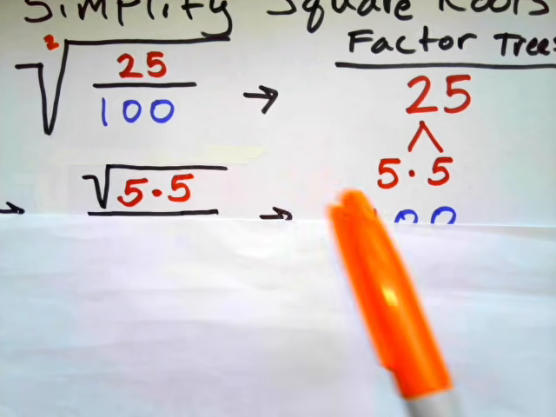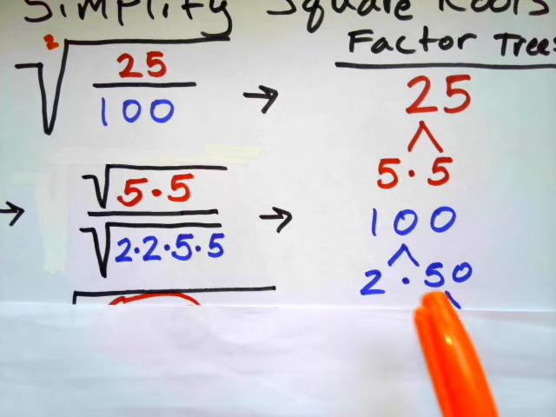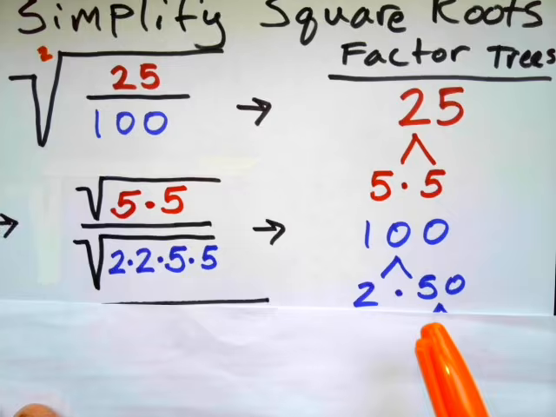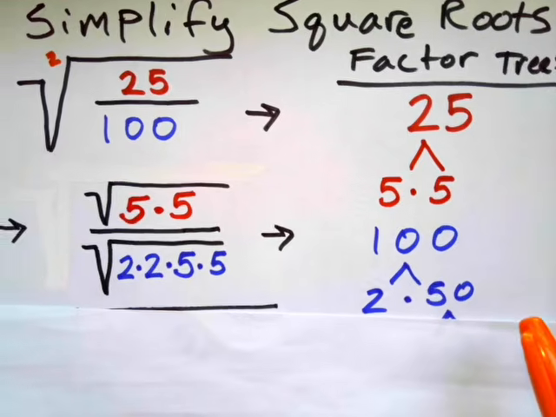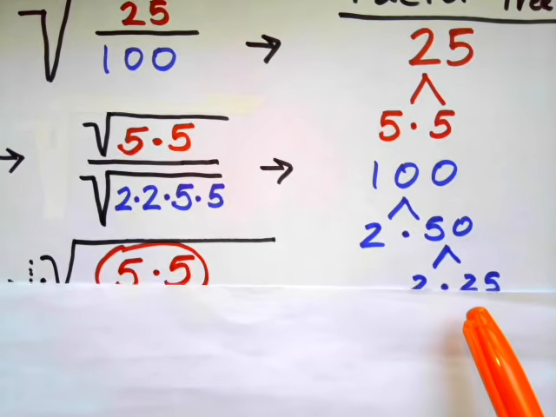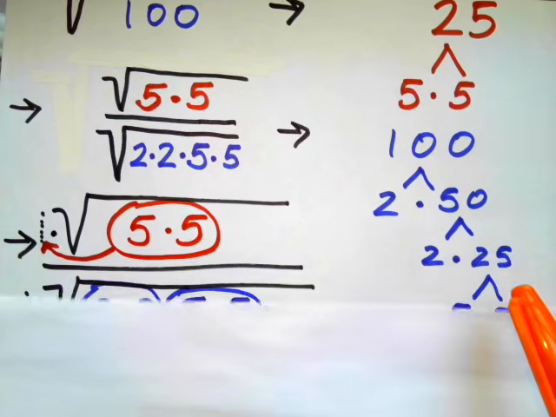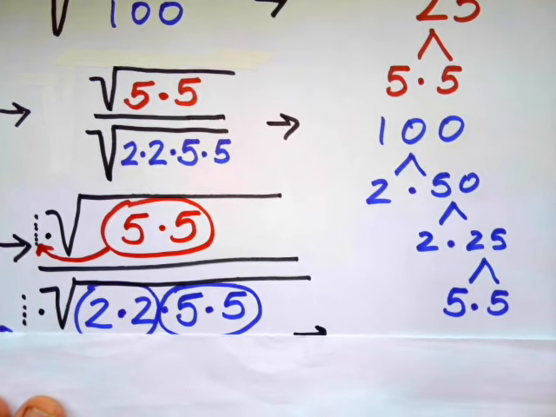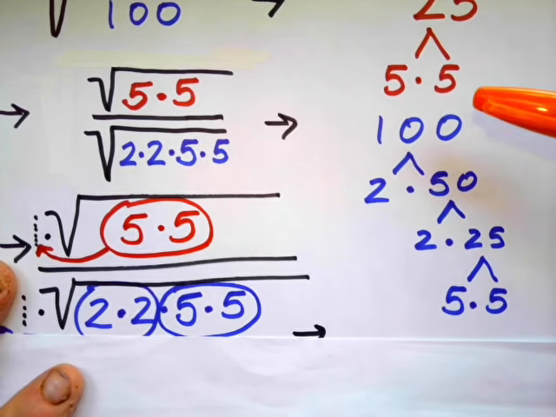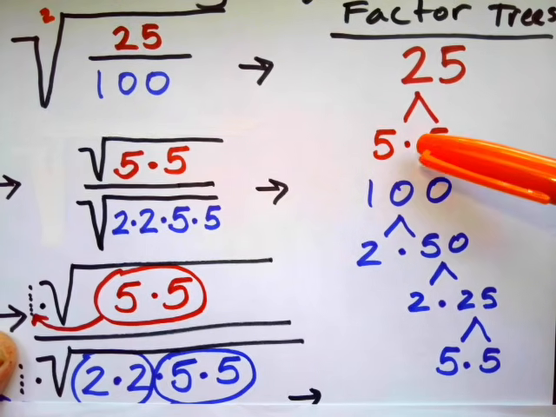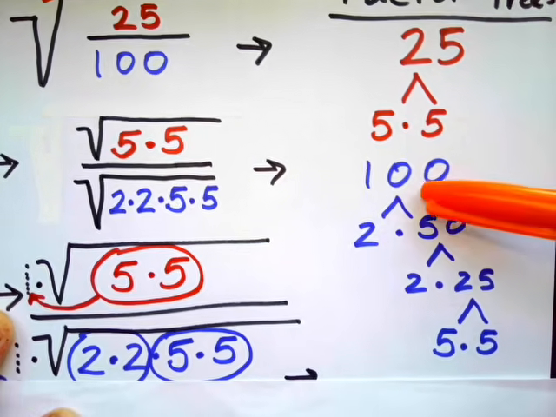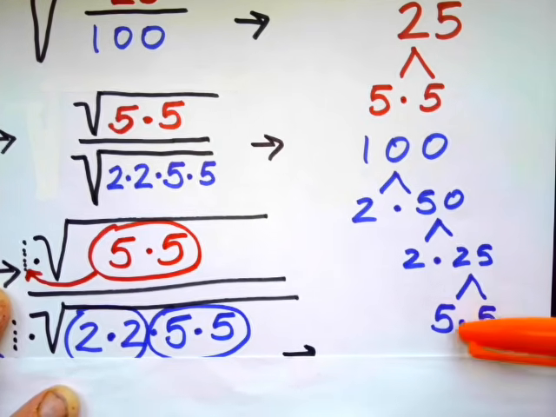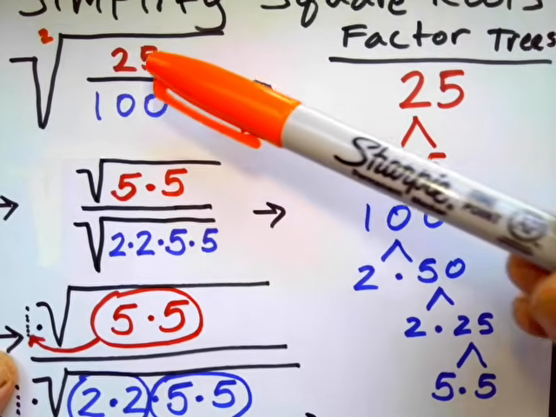I have 100, and I'm going to break that down using the factor tree. 100 is 2 times 50. 50 can be broken down a little further to 2 times 25, and I know 25 is 5 times 5. So once you know the values, 25 is 5 times 5, and you can substitute that. 100 is 2 times 2 times 5 times 5, and you can substitute those values for 100.